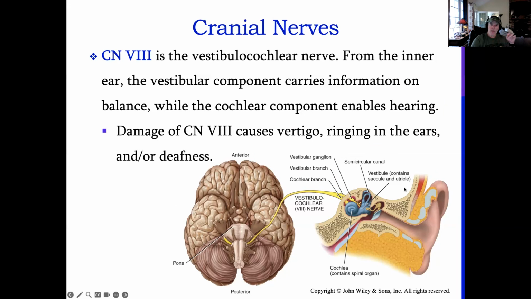As you look at this model of the inner ear, you see the little snail shell portion. That's the cochlea, that's the hearing part. You see these semicircular canals over here. That's the vestibule, that's our balance part. Those 2 nerves merge together right there, and they form the vestibulocochlear nerve.